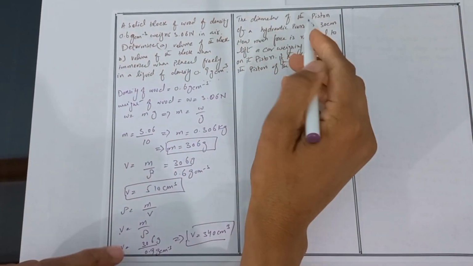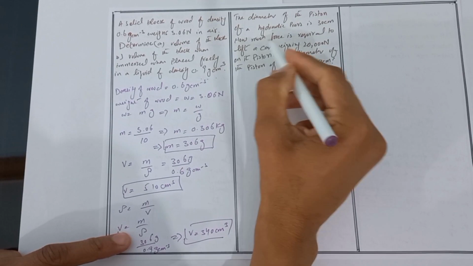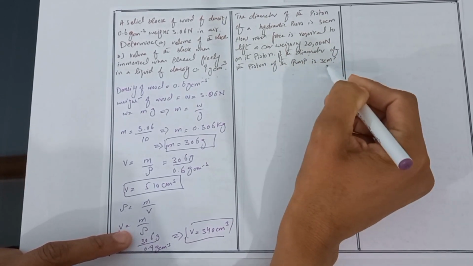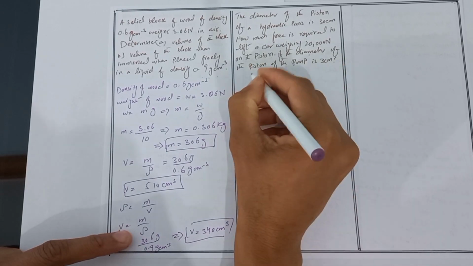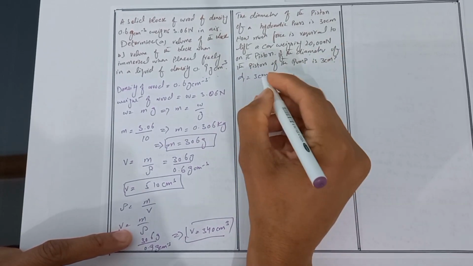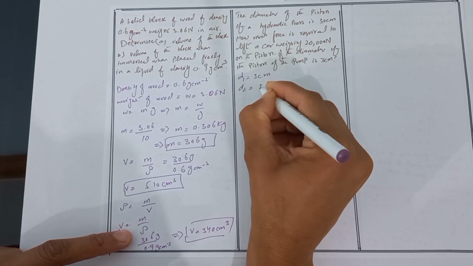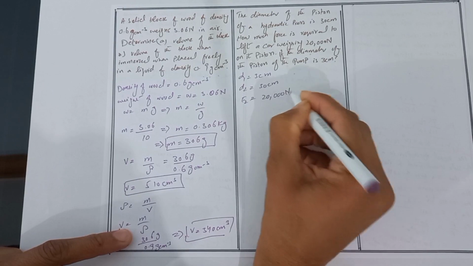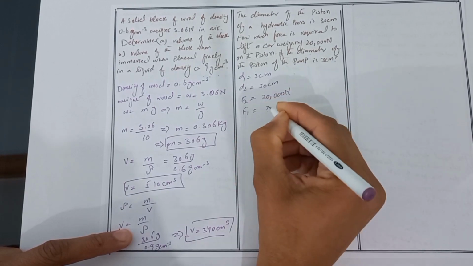The next question is, the diameter of the piston of a hydraulic press is 30 centimeter. How much force is required to lift a car weighing 20,000 Newton on its piston if the diameter of the piston of the pump is 3 centimeter? Now the diameter D1 of the piston of the pump is 3 centimeter, and the diameter D2 of the hydraulic press piston is 30 centimeter. Force F2 is given 20,000 Newton that lifts the car. We have to find the force F1 that we apply.